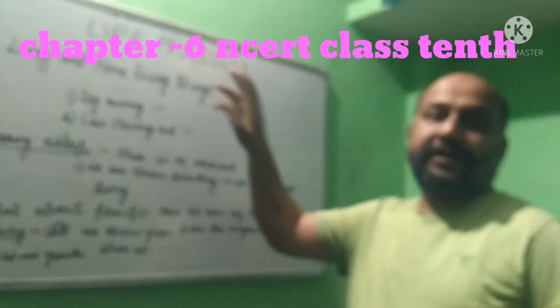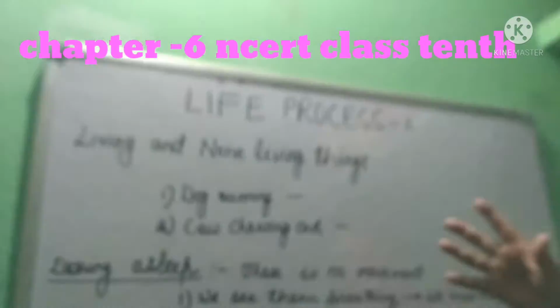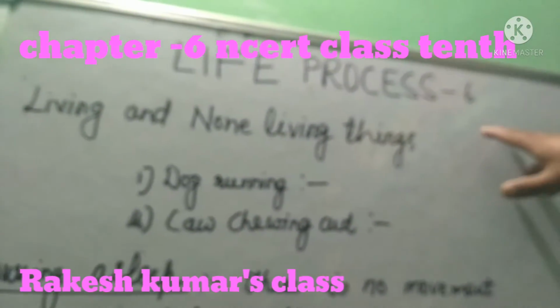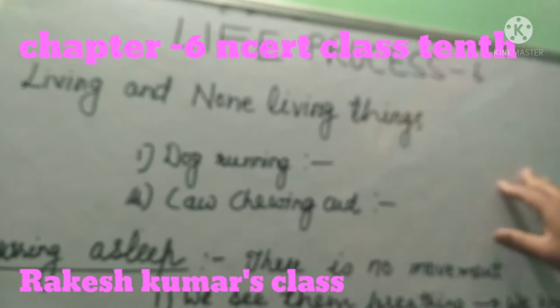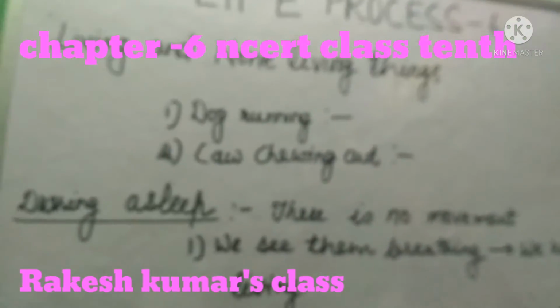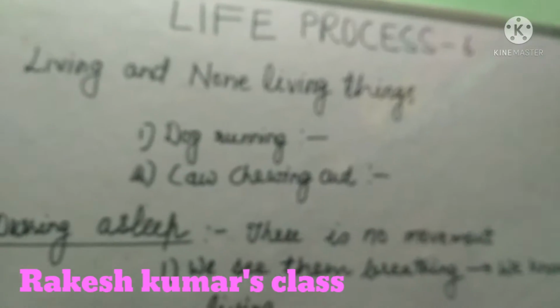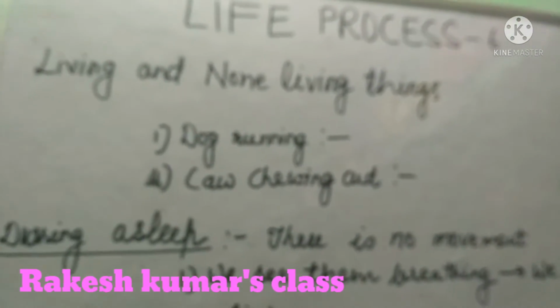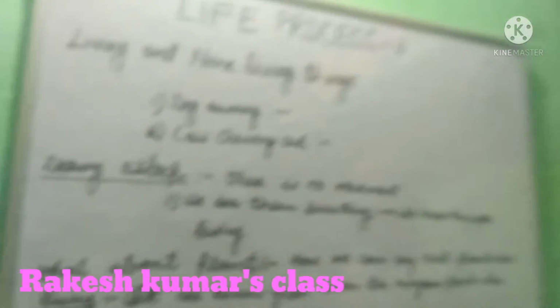Today we have a topic, life process. Life process, chapter number 6 in NCERT. Here in this topic we will discuss different types of life processes that take place in living organisms.